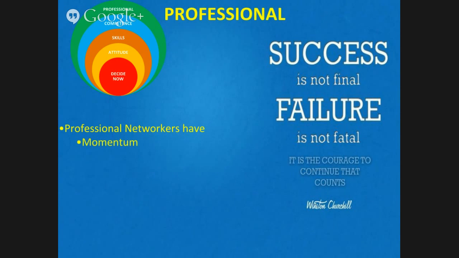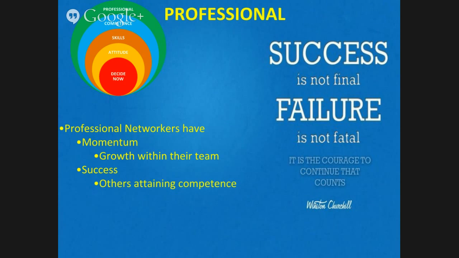Okay, professional networkers have momentum in their business. Professional networkers have growth within their teams. And if you look hard enough, you can see it in the Team Talk magazine and all around. Professional networkers have success. They have others attaining competence. Professional networkers coach others on how to develop the attitude and the skills and become competent. And once they're competent, they are then professionals within your own business. They have income, okay, and they enjoy the lifestyle that we all dream of having. Professional networkers enjoy that lifestyle, okay, and it's the lifestyle you all want.